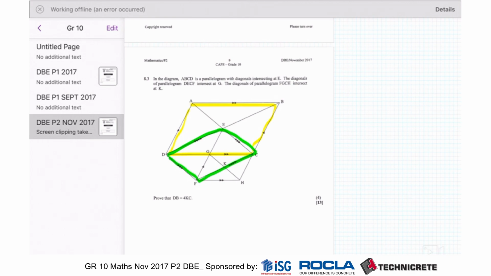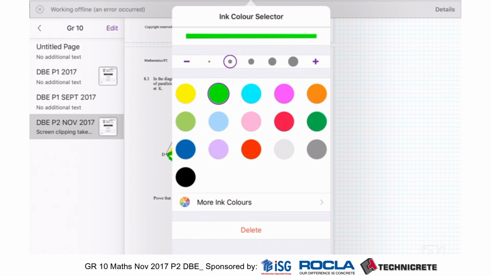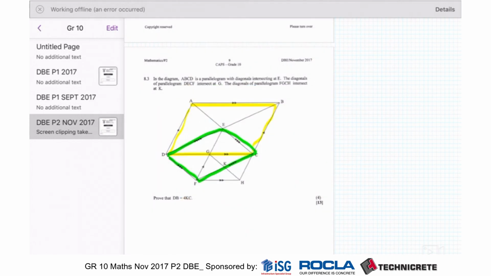The diagonals of parallelogram FGCH, we've got another one. We've got 3 different parallelograms. They want us to prove that DB, here's DB, is equal to 4 of KC. So we're working with diagonals. So that is what we're going to have to work with.